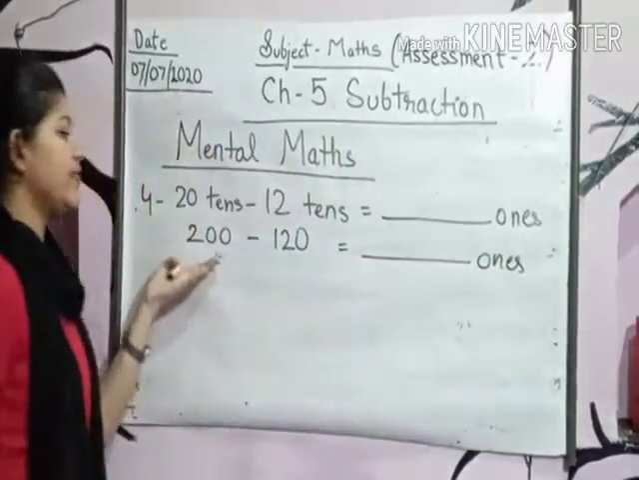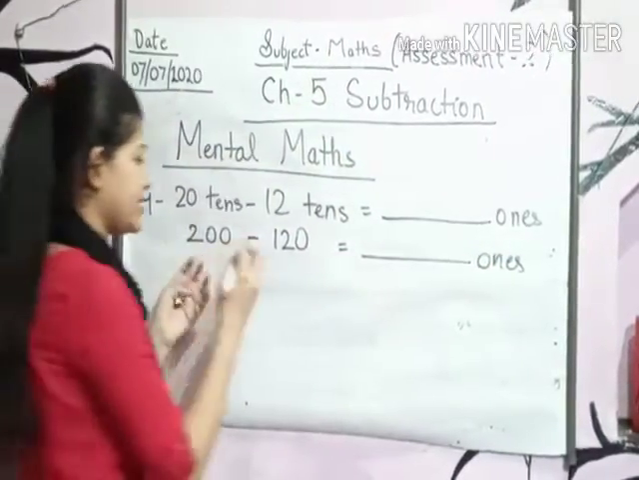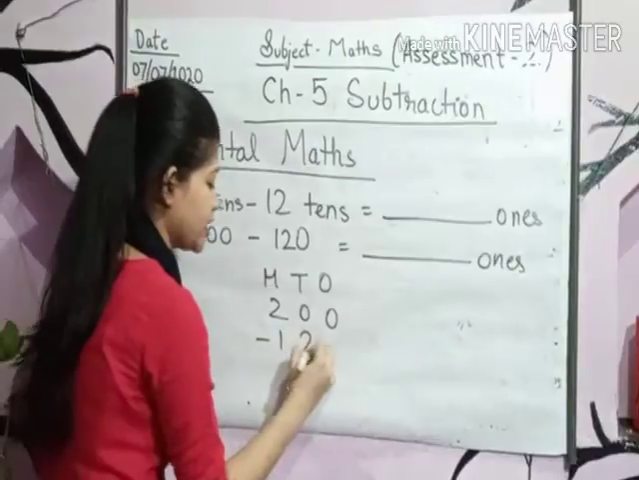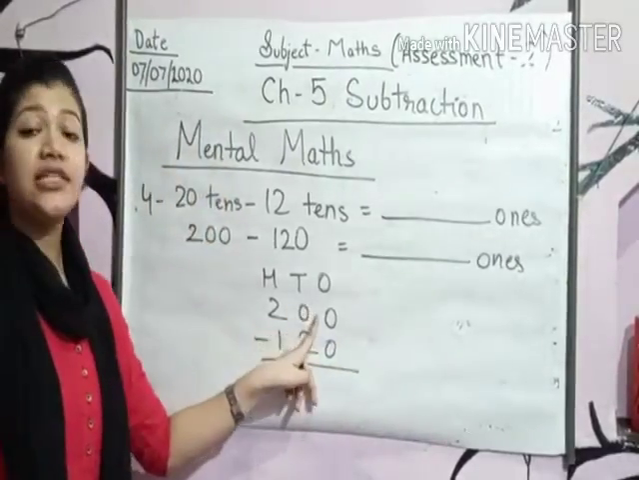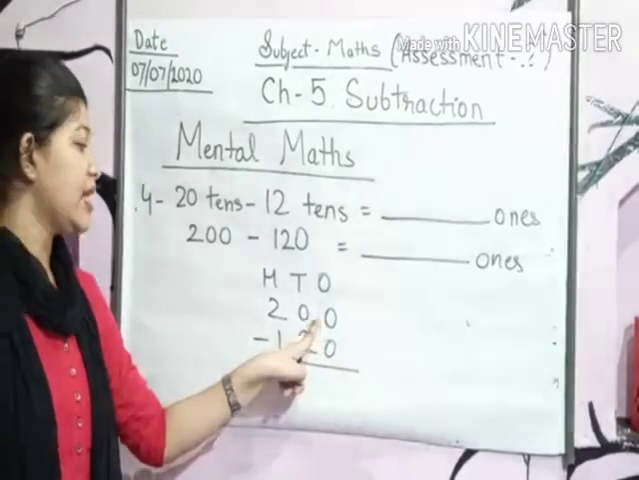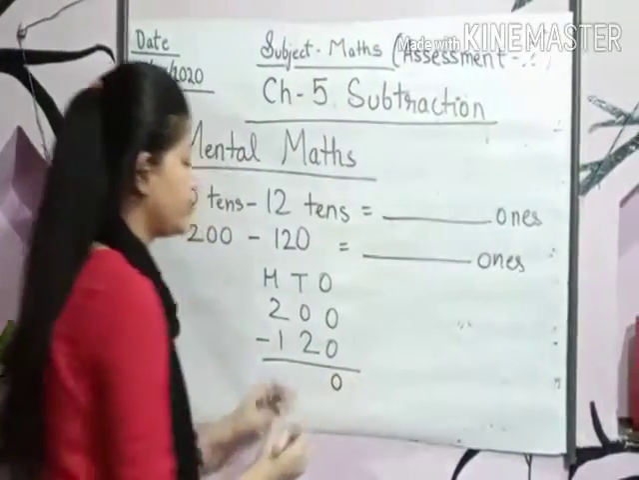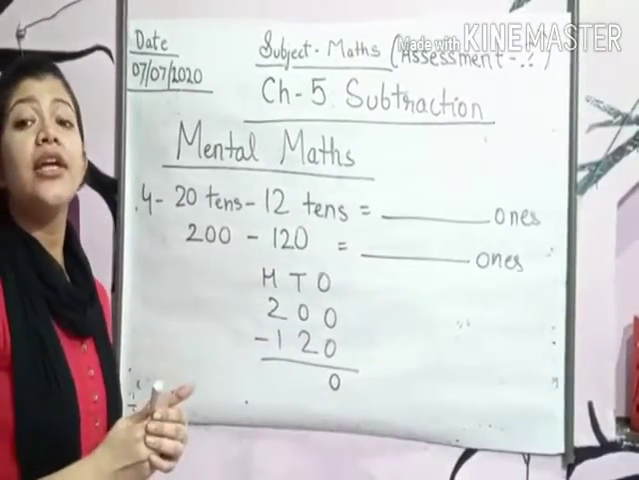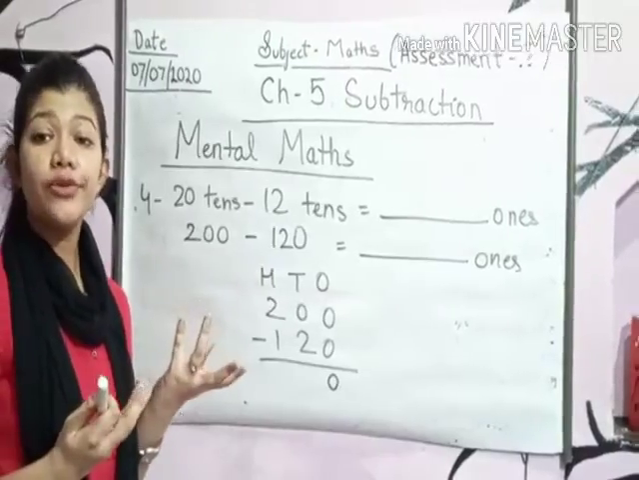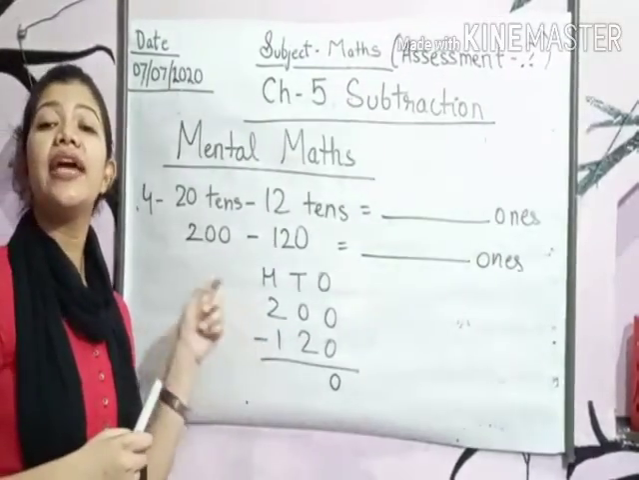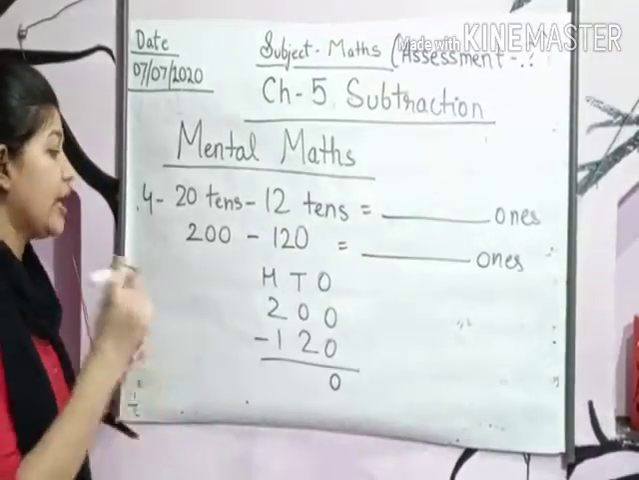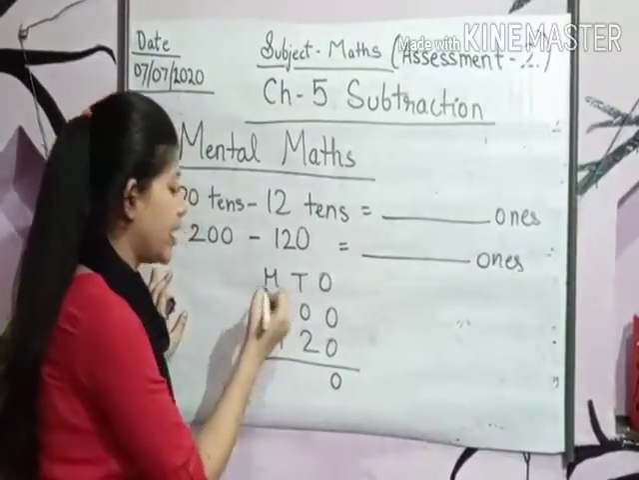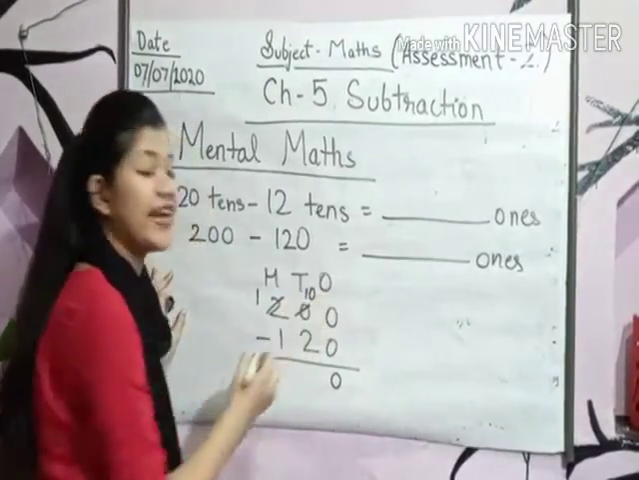So we will subtract these two numbers. 200 minus 120. Let's come to the ones column first. 0 minus 0 is equal to 0. Let's come to the tens column. 0 minus 2. Now see, we cannot subtract 2 from 0. So what will we do? We will take a borrow from the next column, that is hundreds. So let's take a borrow from the 2. The 2 will become 1 and this 0 will become 10.